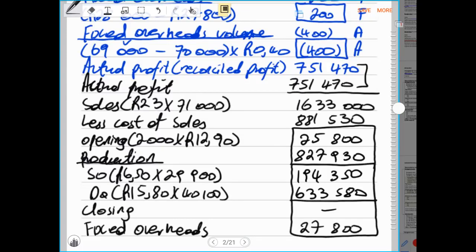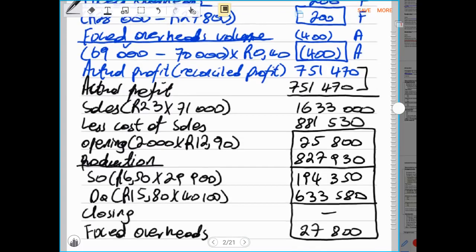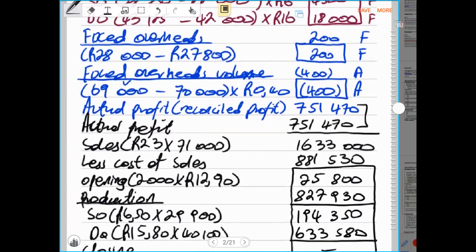So this is what we are required to do at the reconciliation. Make sure that you reconcile the profit, which is this one, must be equal to actual profit. And there was a whole lot of things that we had to take into consideration. So now with this, I'm satisfied.